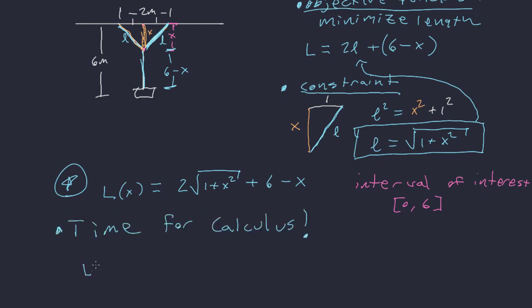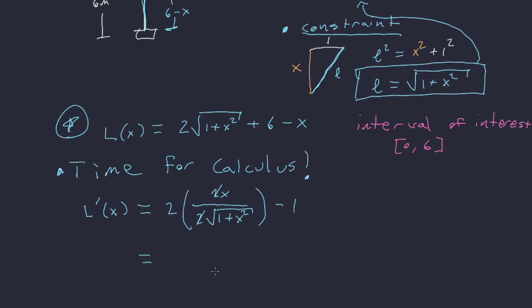All right, so we'll take the derivative L prime of x, and we're going to have 2, and this square root of 1 plus x squared is not going to be as pretty as what we've been looking at before because this is a chain rule. The derivative of square root of stuff is the derivative of the stuff, which is 2x, all over 2 times the square root of this stuff. Or you could raise it to the 1/2 and do it that way. Either way, these 2's are going to cancel, but this 2 still sticks around. Derivative of 6 is 0, and derivative of negative x is negative 1.